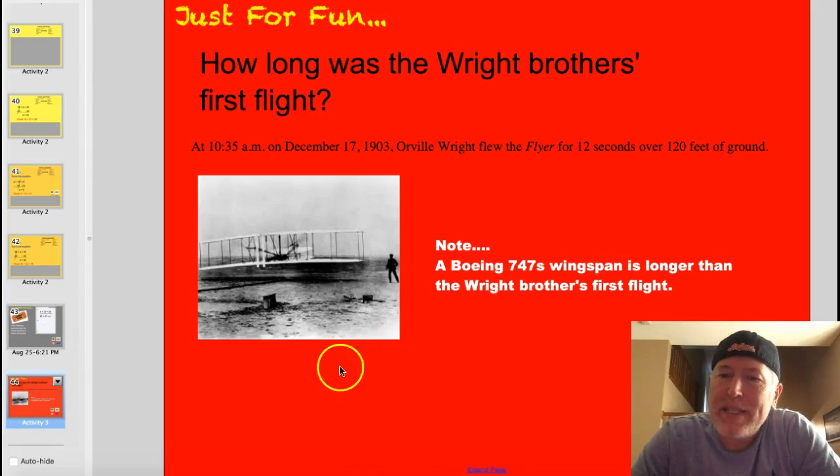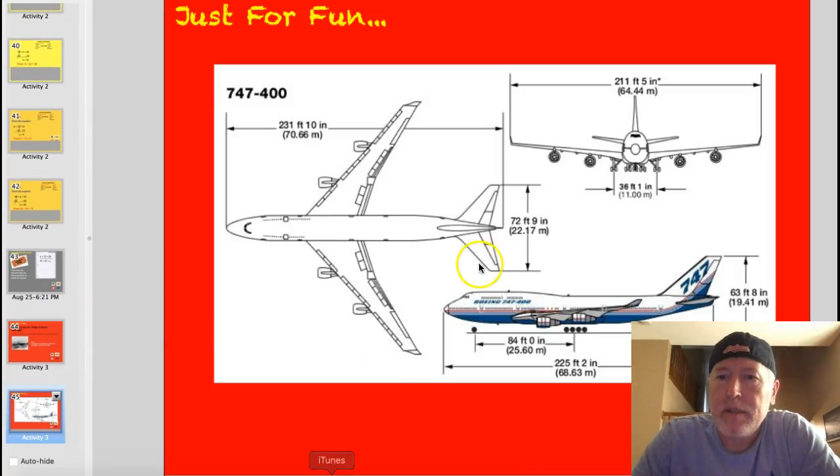Note, the Boeing 747 wingspan is longer than the Wright brothers' first flight. Don't believe me? Here it is. The wingspan of a 747 is 211 feet. It's actually 231 feet in length, but the wingspan is 211 feet, almost twice what the Wright brothers' first flight was. We've come a long way.